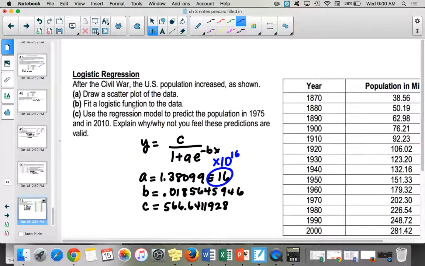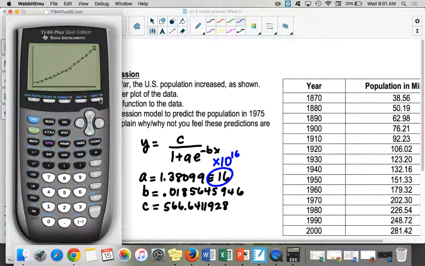So use the regression model to predict the population in 1975. Okay, so one of two things. When Greta was putting hers in, she started out with 1870 as time 0. So if you're finding it in 1975, you'd have to do 1975 minus 1870 and put in 105 years, right? So be careful. I used just the numbers that were there, which is fine. You can do either way. So if I just use the numbers that are there, what number am I putting in for 1975? 1975, right? So we're just going to put that in.